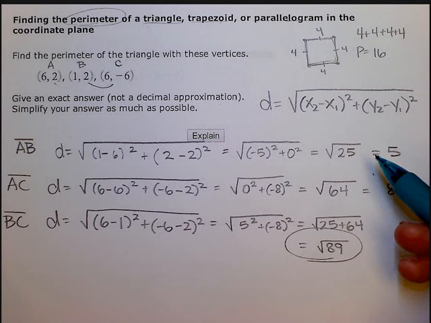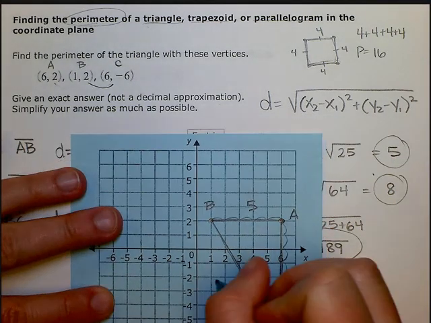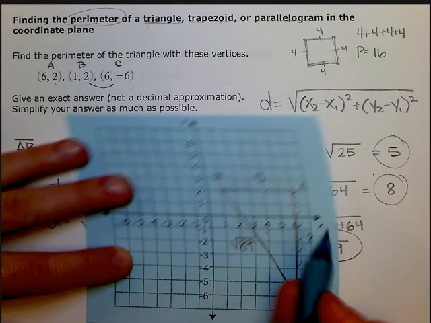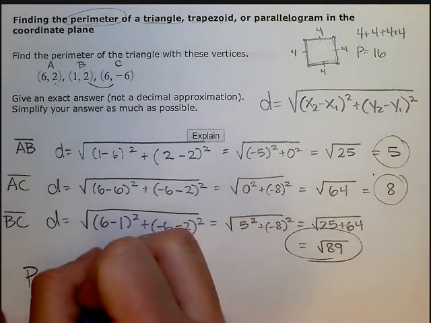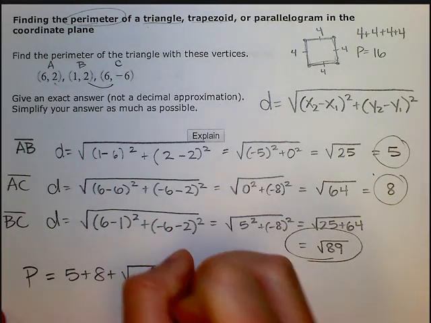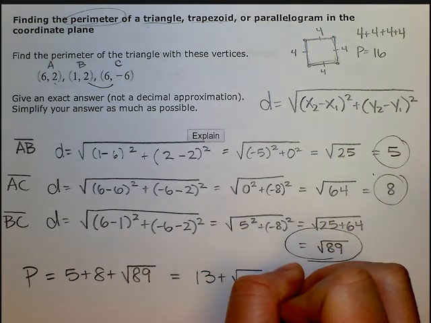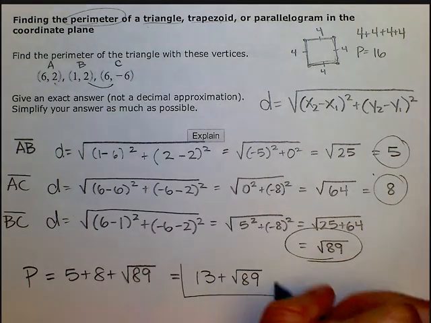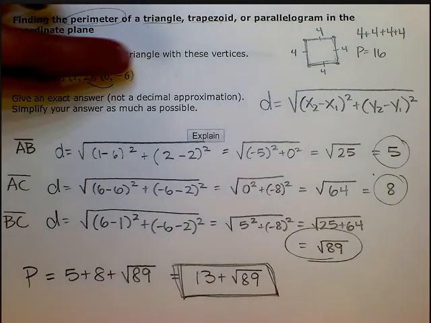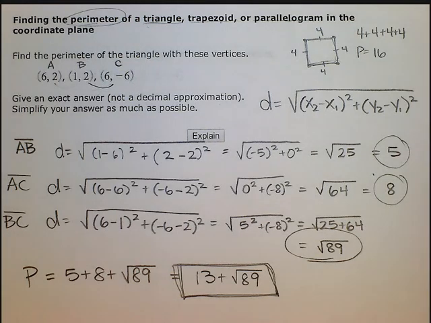So the perimeter is going to be 5 plus 8 plus the square root of 89, because that's how long this one is. And 5 plus 8 is 13 plus the square root of 89. Now, can I add these two numbers? I cannot, because one is under a square root and one is not. So this right here is going to be my final answer in exact form. Not decimal approximation. Exactly this is my final answer for the perimeter of this triangle.